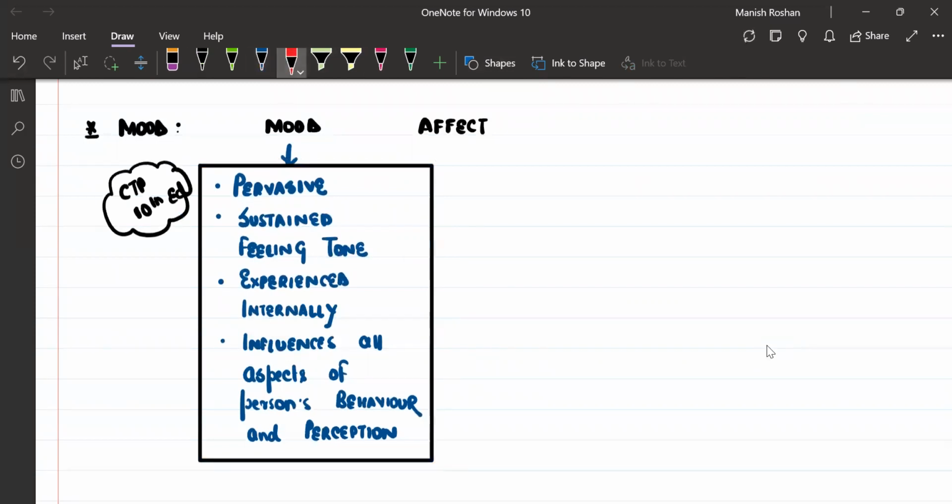What about affect? Affect is actually a cross-sectional examination of the mood. For example, in the definition of mood, it has been said that it is pervasive and sustained. So these two terms are important. By these two terms, mood becomes a longitudinal measurement, and affect becomes cross-sectional.